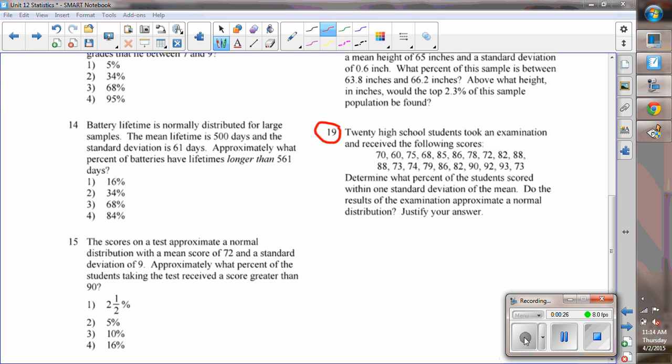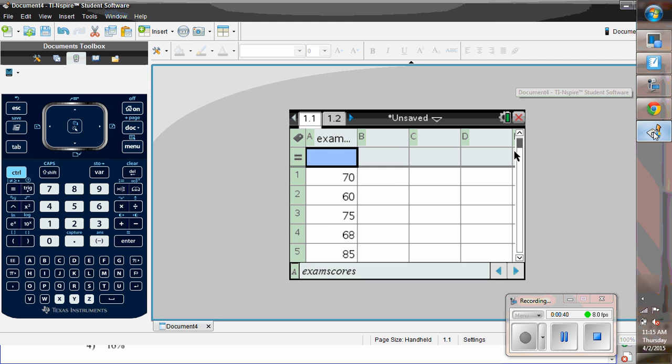68, 95, 99.7 rule. And then if we have time in this video, we will move into discussing how to change from percentiles to scores instead of just scores to percentages. So let's take a look at what the TI Nspire has to say for us.